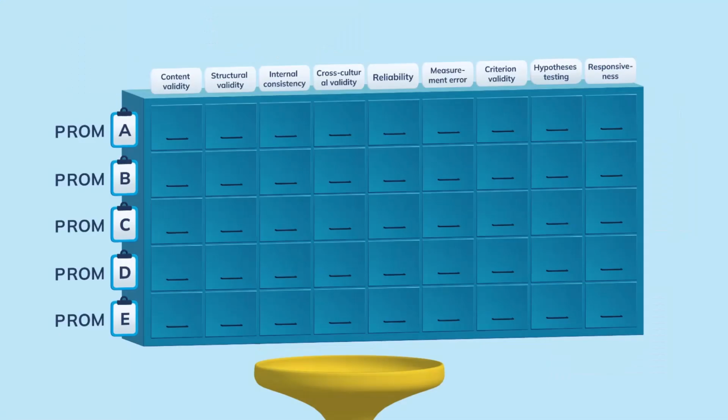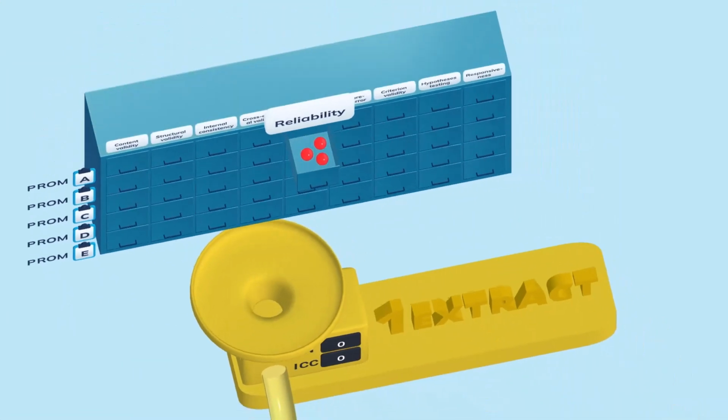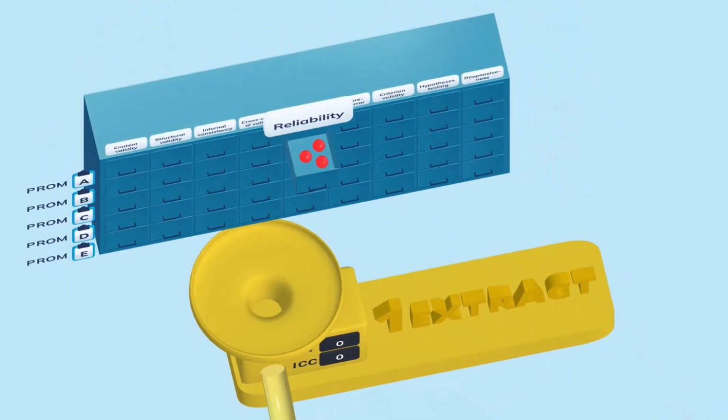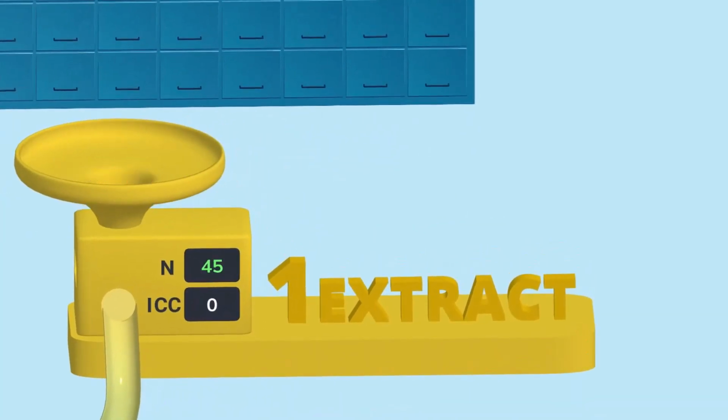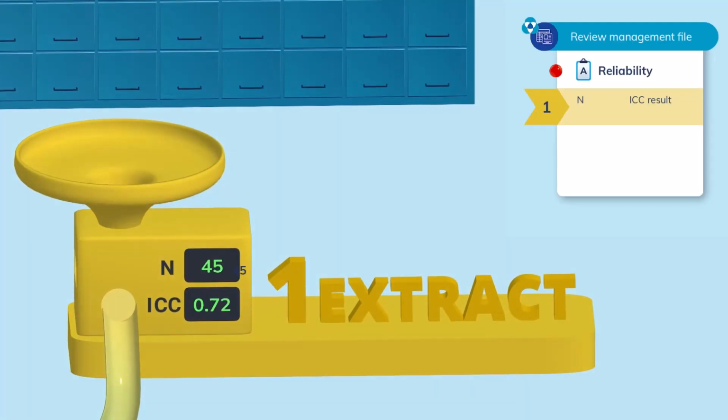For this example, we look at the 3 studies we found for reliability of prom A. You drop one study from your drawer into the first station. Here, you extract the study details. We fill in the sample size and result of the study in a review management file.